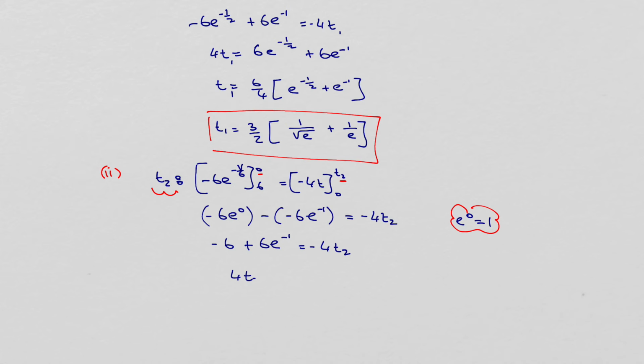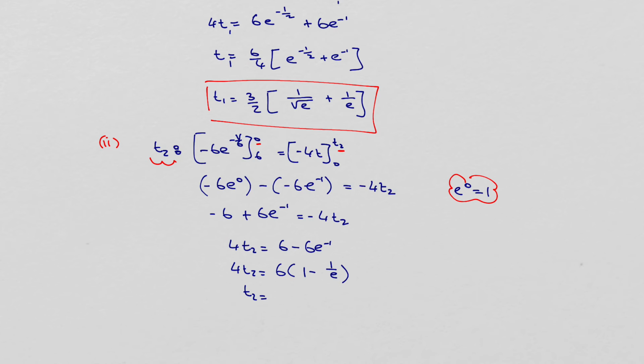Again, if I multiply everything across by minus 1, we get 4t2 is equal to 6 minus 6e to the minus 1. And again, if I take out 6 as being common, I'm left with 1 minus 1 over e. And dividing across by 4 gives me 3 over 2, 1 minus 1 over e. So now we have T2.